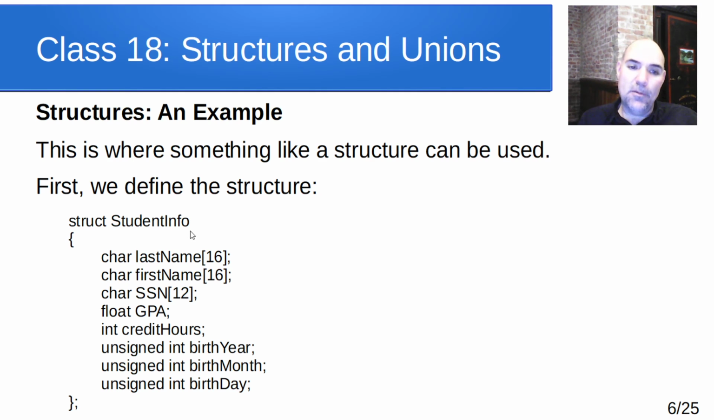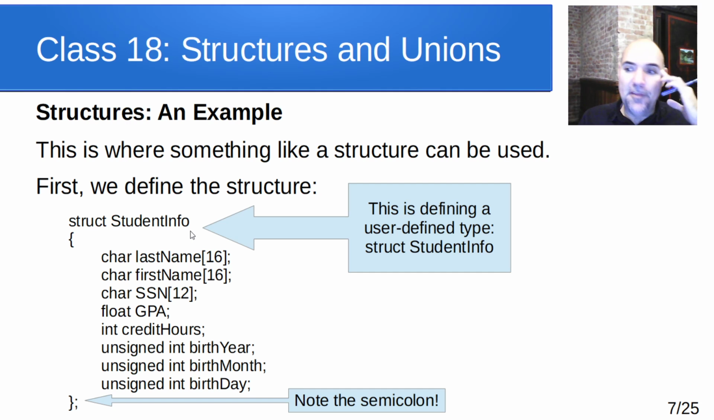Now, one little bit more information: we're defining a user-defined type here. We're not allocating memory yet. We're just defining the type. Just like in an object-oriented language, you define a class, and then you make an instance from the class later. We're just defining this structure type.